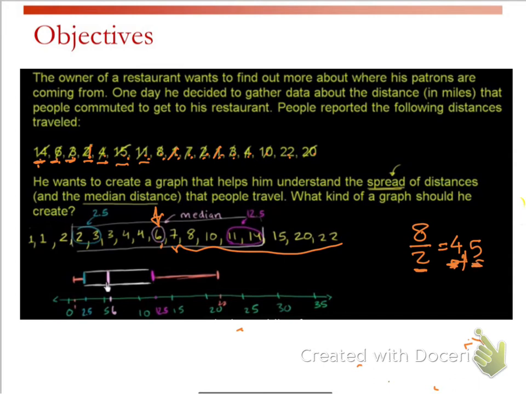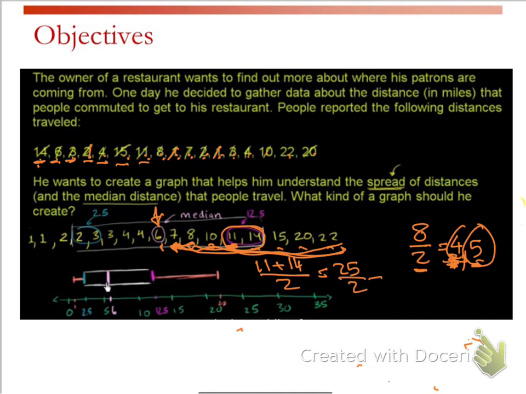Here I leave them because these are the 8 numbers, okay? The 6 is not included. These are the 8 numbers: 1, 2, 3, 4, 5, 6, 7, 8. So I have to get the fourth and the fifth term: 1, 2, 3, 4, and 5. These two represent the new median. So 11 plus 14, the average of them, 25 divided by 2 equals 12.5. So my median is 12.5 for this right side.